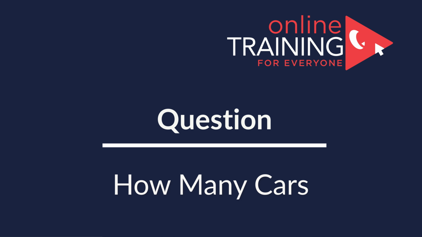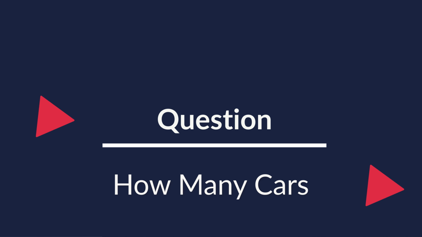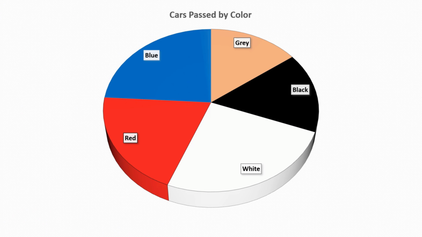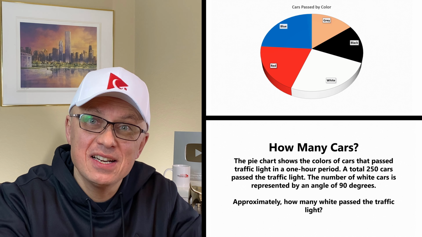A lot of times you get tested on your ability to analyze charts and graphs. In this question, we see a pie chart, which is broken down into parts. You see parts presented in different colors: white, red, blue, gray, and black. And the question asks you how many cars.